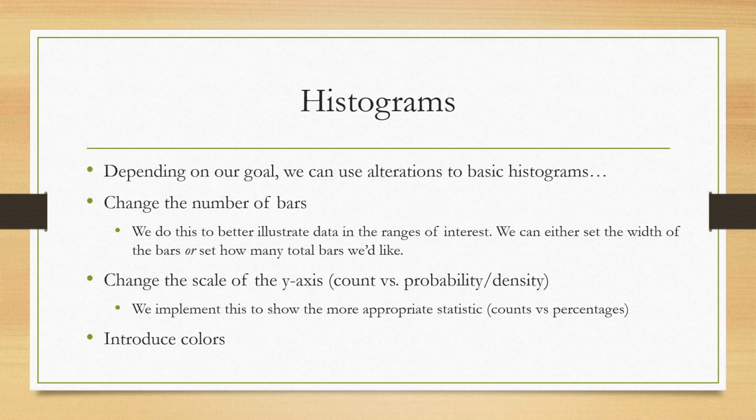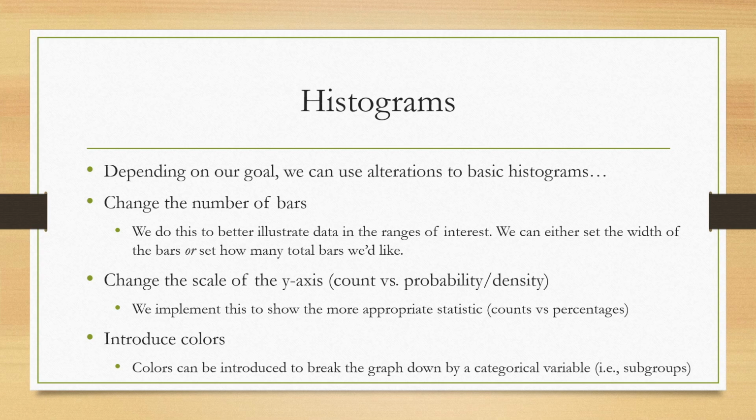The last thing I can do is introduce colors. I can do colors to break the graph down by categorical variables. So let's say I want age for males and age for females. I could do males as red and females as green, and I could put both of those on the same graph to show the distinction between them. In our example we're going to talk about in a second, I look at the outcome variable, which is number of polyps, based on the treatment group and the control group and put them both on the same graph to see which one has more and which one has less.